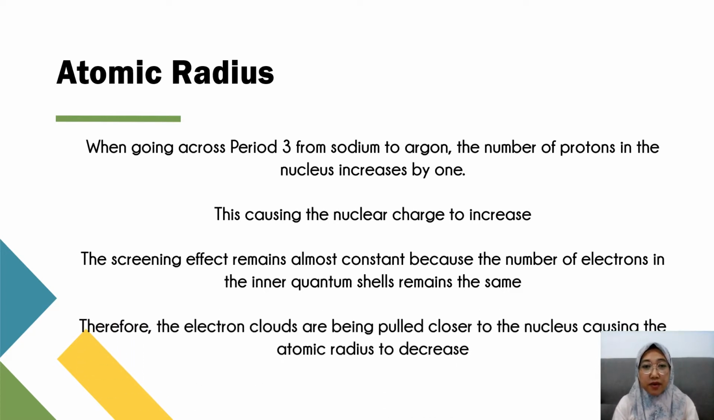Okay, therefore the electron clouds are being pulled closer to the nucleus, causing the atomic radius to decrease. Okay, so ada attraction between nucleus and electron, different charge, menyebabkan atomic radius to decrease. Okay, become smaller.